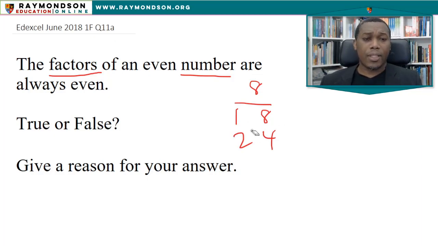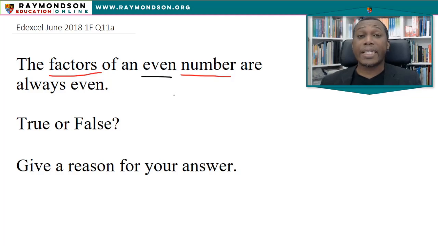Now, all these numbers are even, so you want to use that as your reason. That's why you're going to say that this is a true statement. Right. Let's deal with that. An even number. What's an even number? An even number is a number in the 2 times tables. So an even number is a number where 2 has to be a factor.